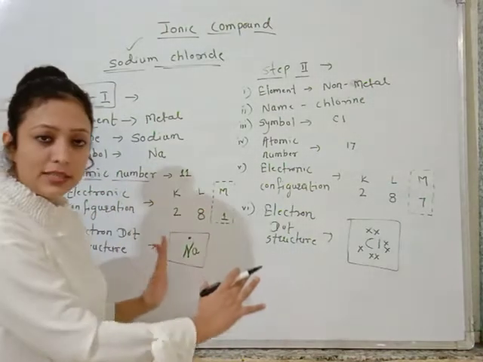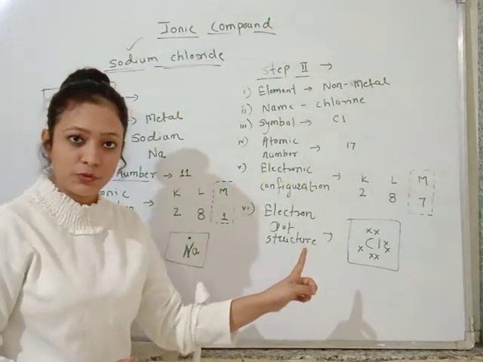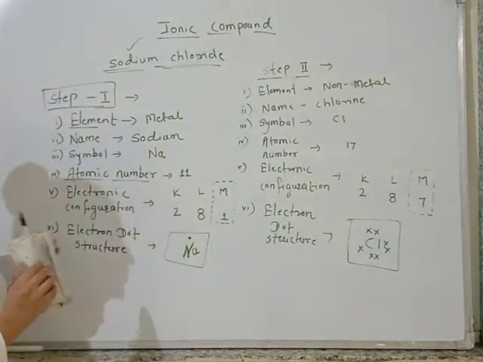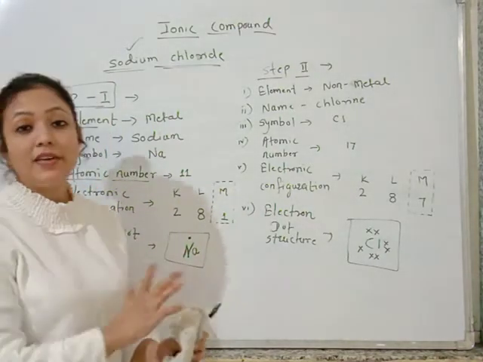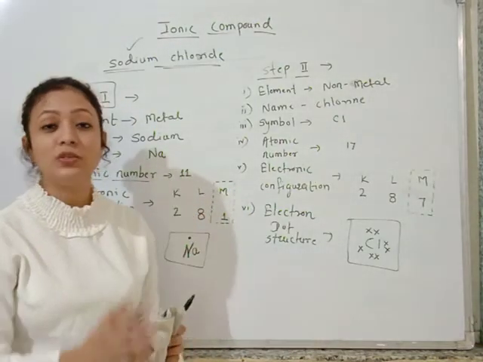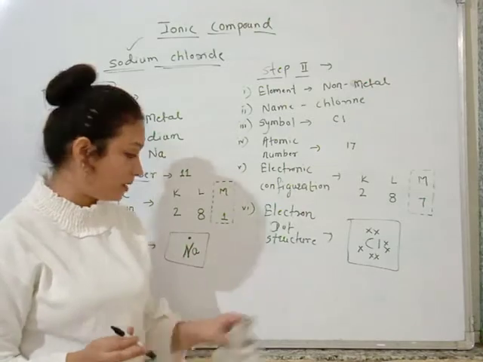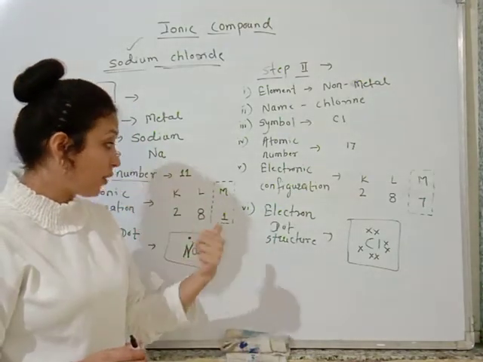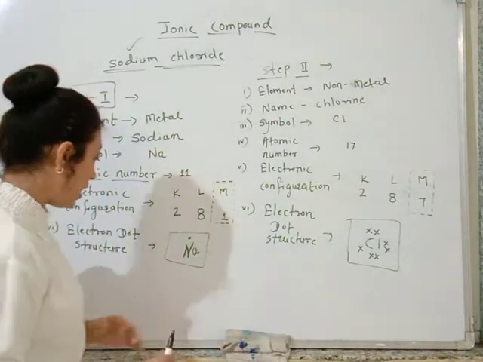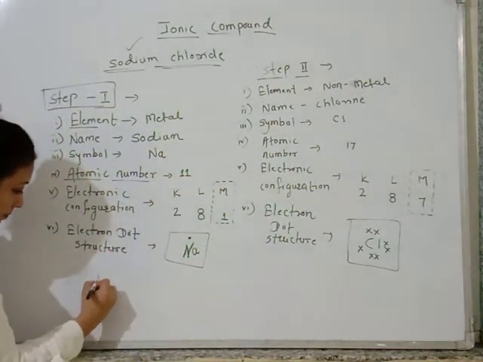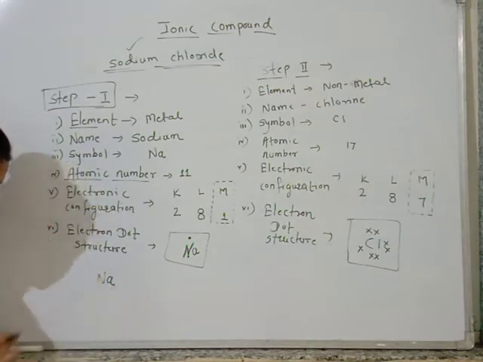So here we have completed step 1 and step 2. Now step 3 is remaining, and what is that? Step 3 is a very important step for the formation of an ionic compound by the electron transfer method. Here you can also add one more point. For example, this is the metal sodium.